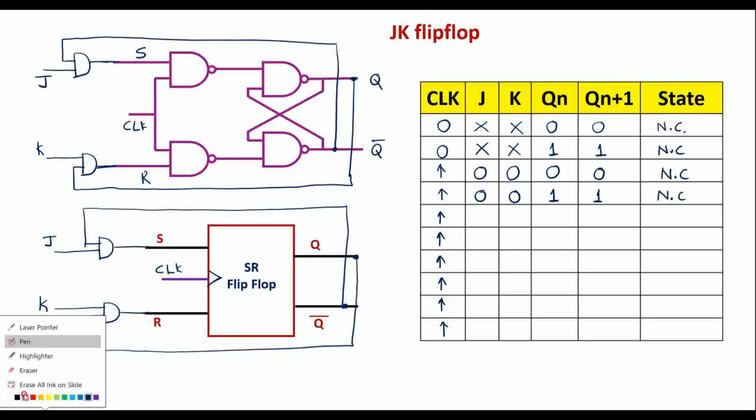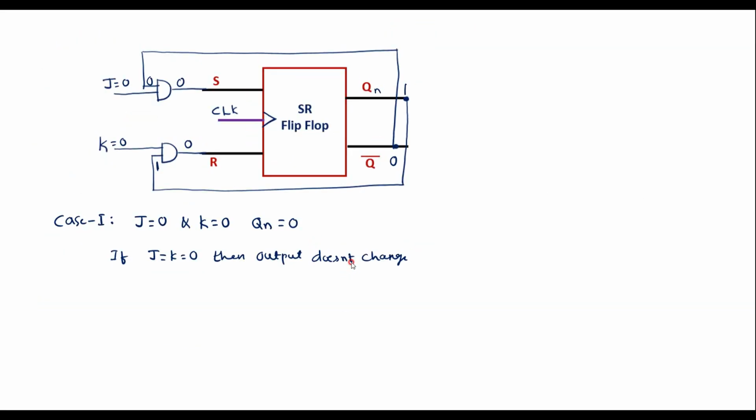So now let me consider the next case. If J is 0 and K is 1 and if Qn is 0. Let me call this case 2. If J is equal to 0 and K is equal to 1 and if we assume Qn equal to 0. So J equal to 0, K equal to 1, and we have assumed Qn equal to 0.